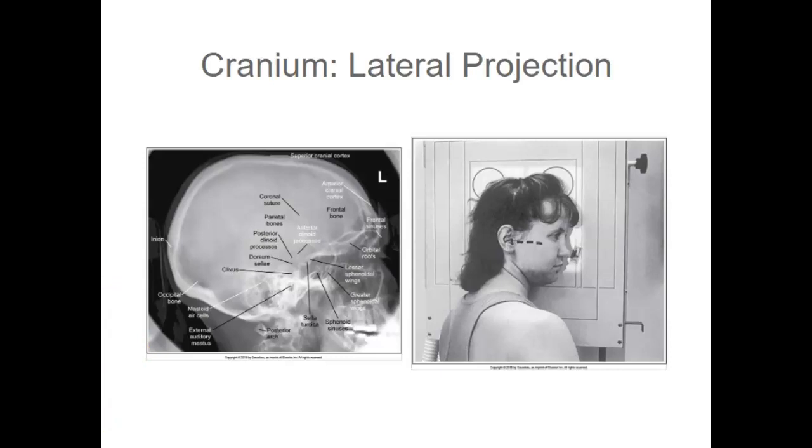For the lateral projection of the cranium, the postero-inferior occipital bones and posterior arch of the atlas are free of superimposition. An area 2 inches superior to the external auditory meatus is at the center of the exposure field. The outer cranial cortex is included within the exposure field.